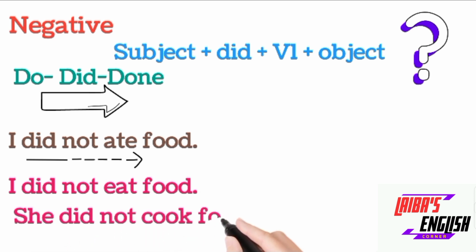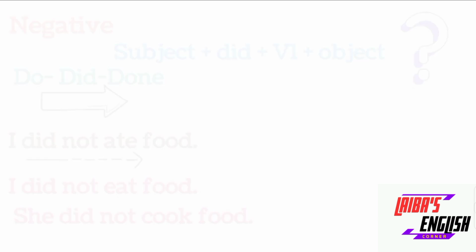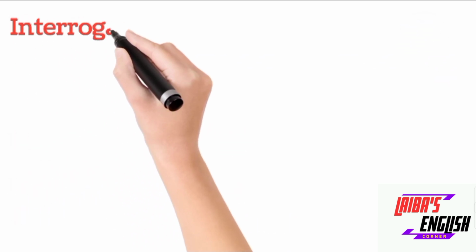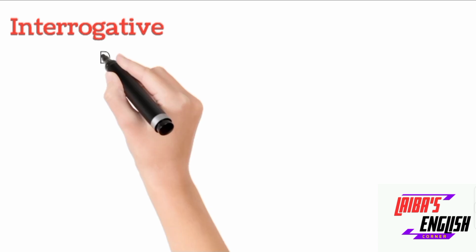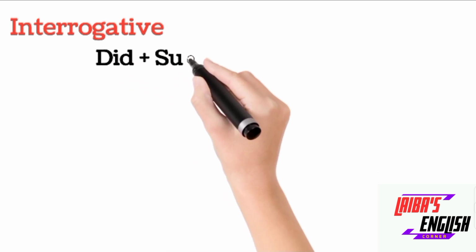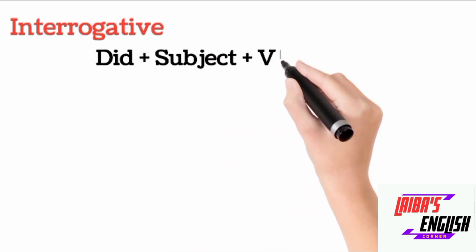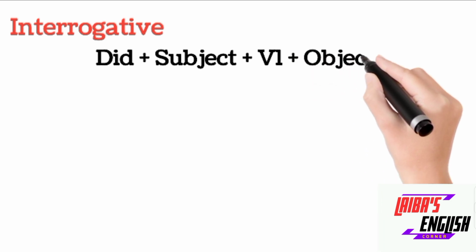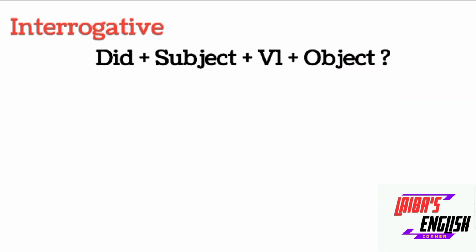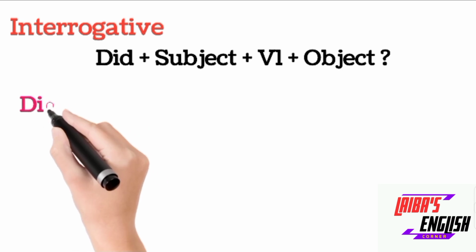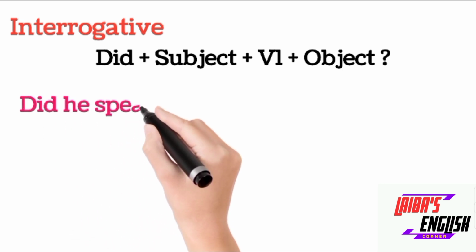Second example is she did not cook food. So here we are using the second form of do, which is did, and cook first form, so this is the correct sentence. Now we will make interrogative of that simple past tense. For making it interrogative, what you have to do, you have to put the helping verb in the start. Like did plus subject plus verb first form plus an object. Remember that you have to put the question mark in the end because in interrogative you are asking the question.